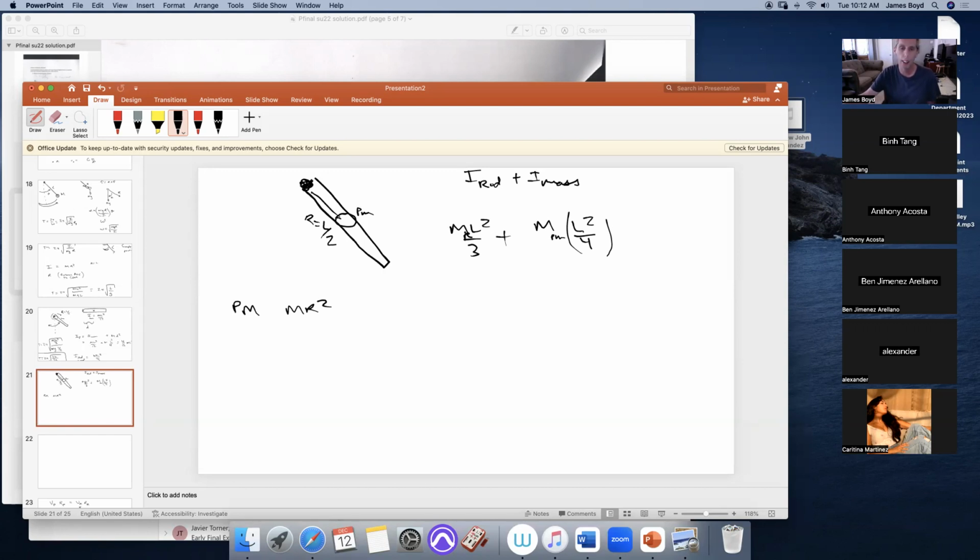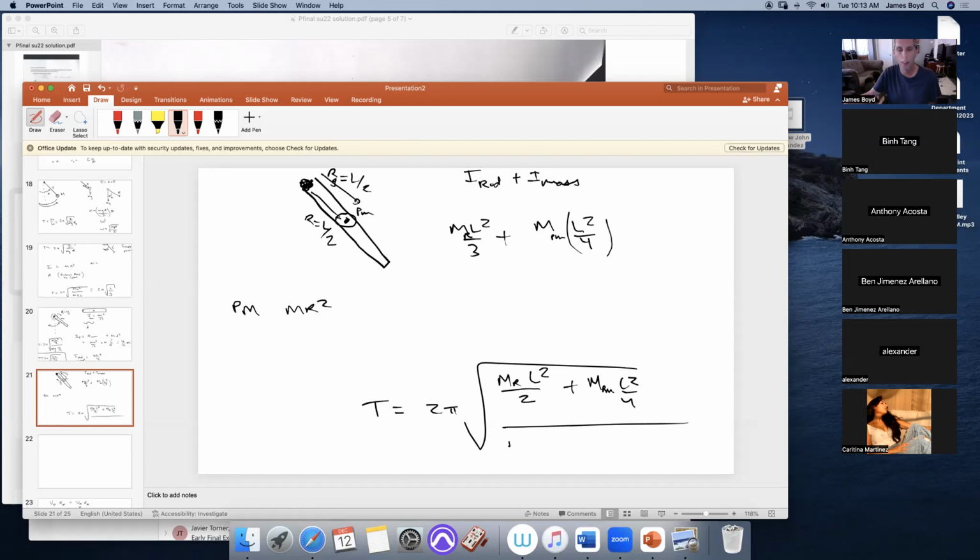So I'd have these two things. I just add them together. Their center of mass is at L to the half, so my radius of gyration is L to the half. And what I would get is T is 2 pi times the square root of M of the rod, L of the rod squared over 2, plus M of the point mass, L squared over 4, over M of the rod plus M of the point mass times g, their total mass of the whole system, times L to the half, which is my radius of gyration. It gets a little complicated, but you can do it.